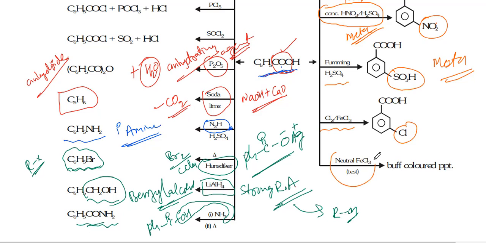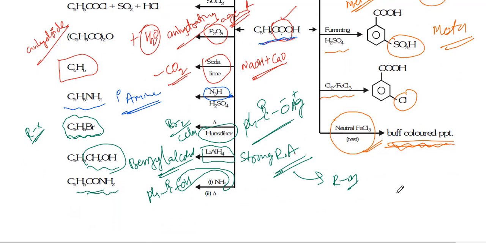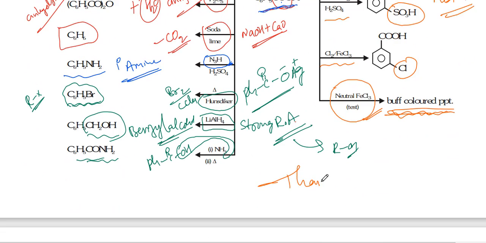Okay, then the neutral FeCl3 test gives a buff color precipitate. It is used for the functional group test. In the lab we are doing it. In class 12th we will use the functional group test. This neutral FeCl3 test is used to confirm the carboxylic acid functional group. Okay, it gives a buff color precipitate. Thank you.